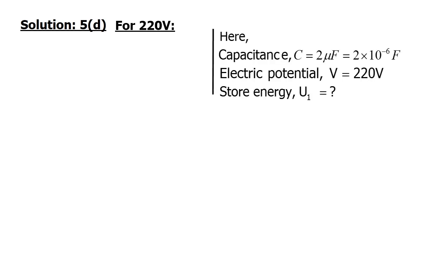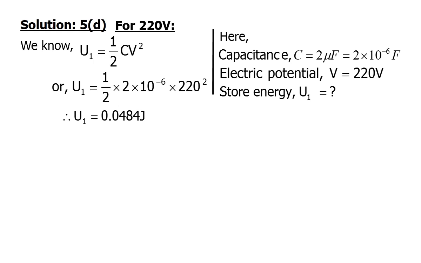And now question number D. For 220 volt, we have to calculate the stored energy, and similarly we have to calculate the stored energy for 440 volt. Let us see the given quantity for 220 volt. The capacitance is given 2 microfarad, and 2 microfarad equal to 2 into 10 to the power minus 6 farad. Potential is given here 220 volt, and the stored energy will be E1 equal to half CV square. In that case, we will use that formula because here capacitance and voltage are given. If we put the value of C and V, then after calculation we get a result of E1 is 0.0484 joule.